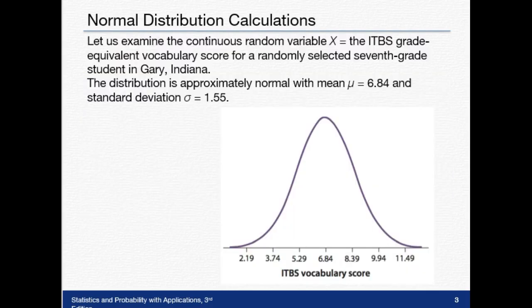So let's examine the continuous random variable x equals the ITBS grade equivalent vocabulary score for a randomly selected 7th grade student in Gary, Indiana. The distribution is approximately normal with a mean of 6.84 and a standard deviation of 1.55. So this is what the curve looks like. Notice 6.84 is the mean, so it's right in the middle.